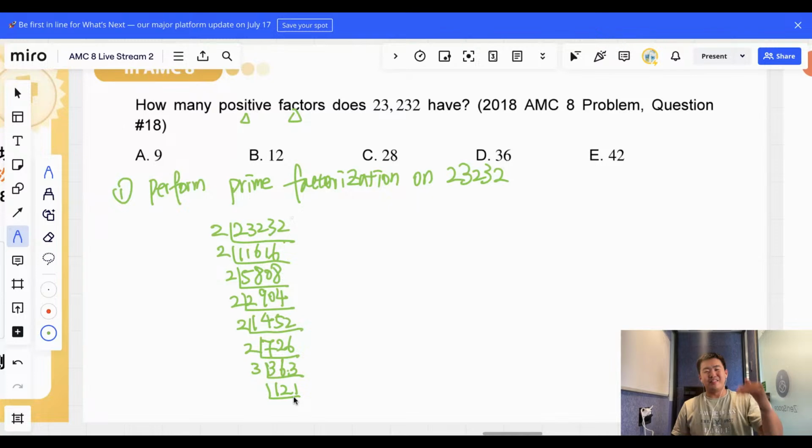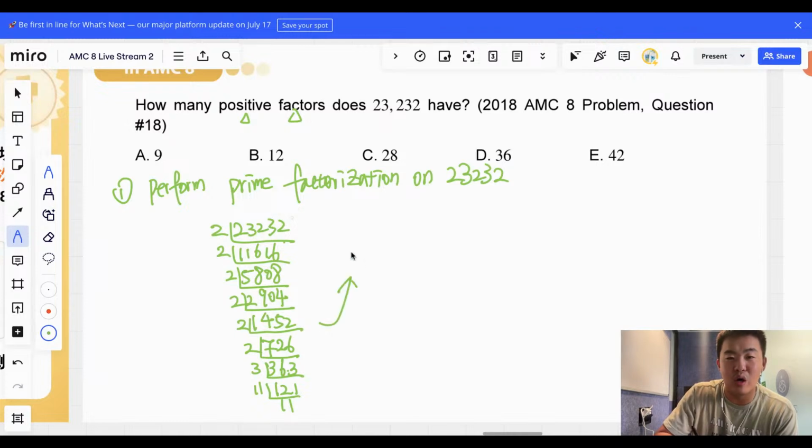So 121, very quickly, that's just the square of 11, okay? We should be able to observe these numbers. So divided by 11, we have 11. 11 is a prime number, so our prime factorization can be terminated. Okay, good. So let's rewrite 23,232 in terms of those factors. How many 2's do we have? 1, 2, 3, 4, 5, 6. Good. So 2 to the 6th power, times there's only one 3, but we have two 11s.